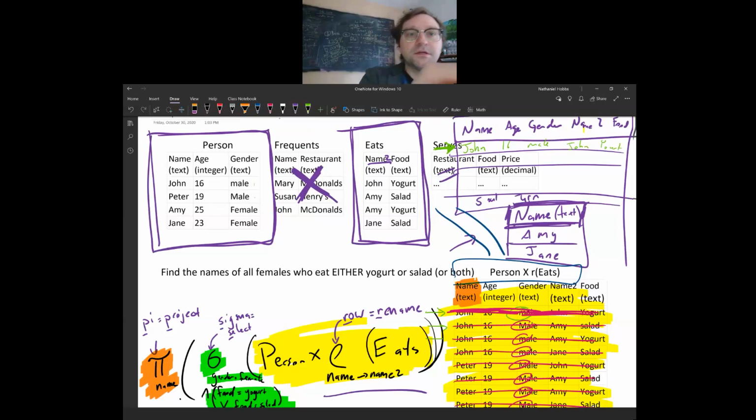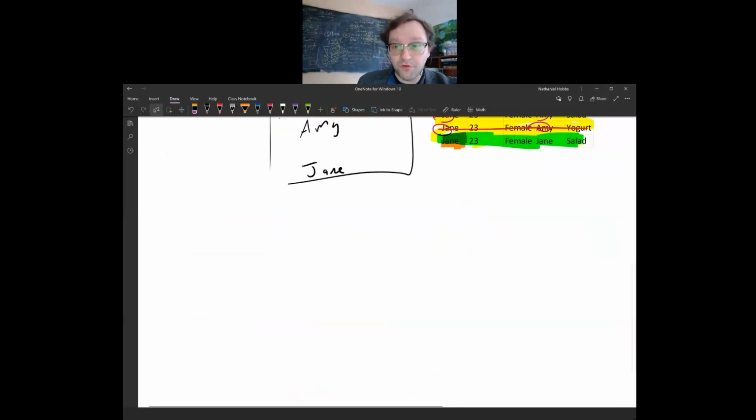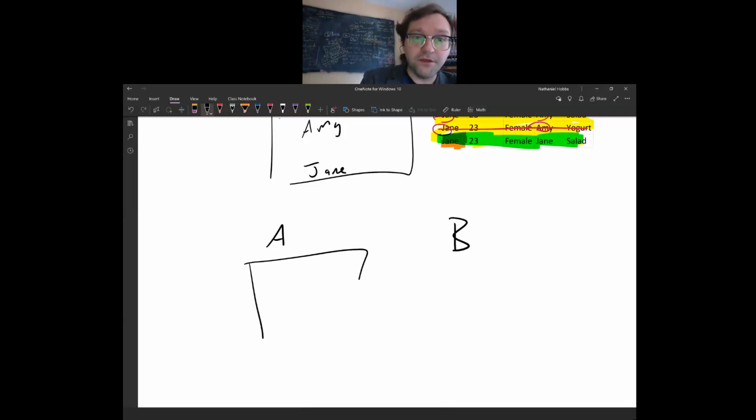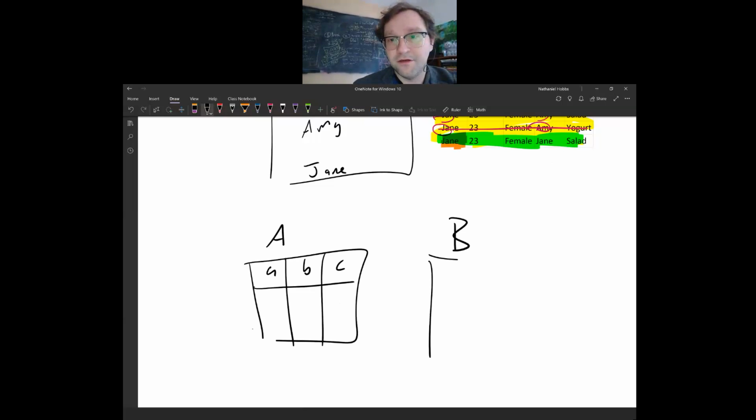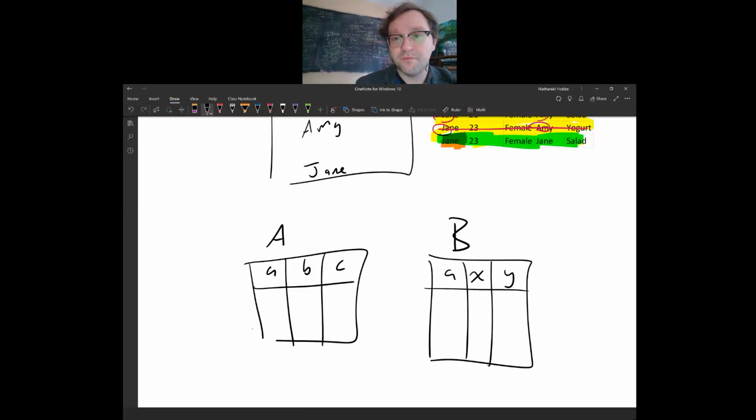Can we multiply specific columns into our tables? Yes and no. The way that you could do that is, okay, let's say we have this table A and B, and this has, I don't know, A, B, and C, and this has, I don't know, A, X, and Y. Whatever. Then can you, for example, multiply this column by these columns?